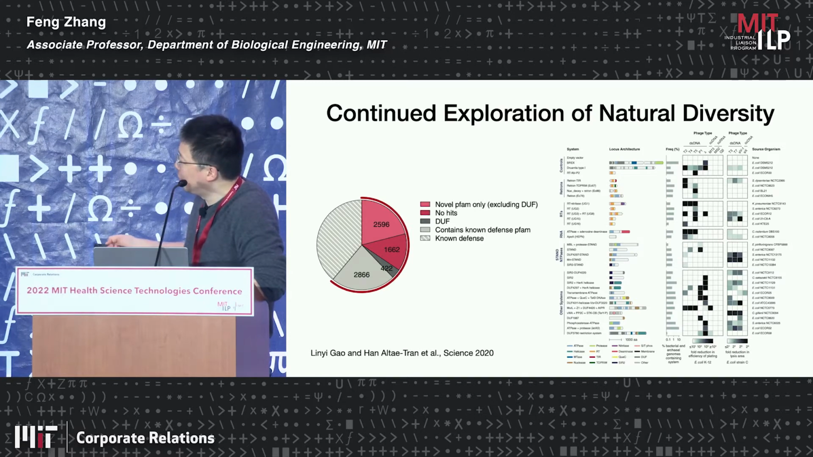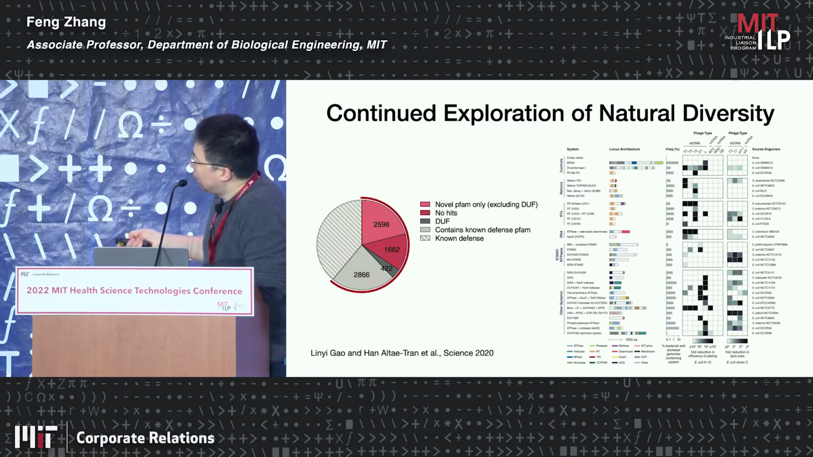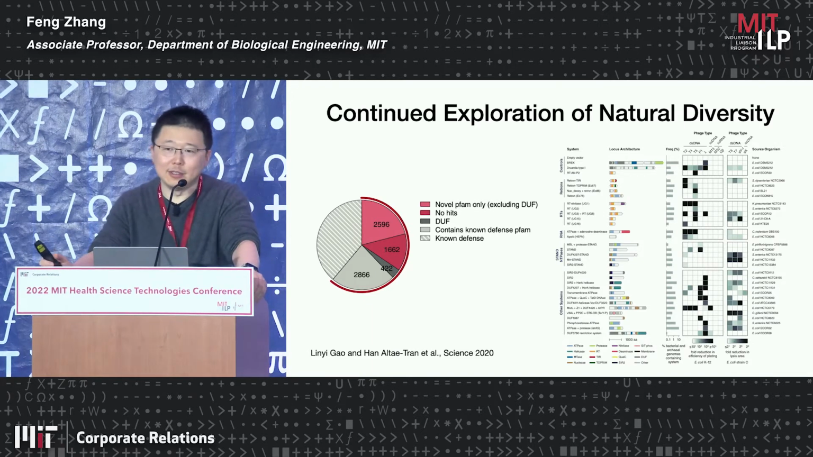And so what we ask is, if we look into the bacterial world, can we identify any new ones? And so this is a summary result from our search. And what we found is that even though there are quite a few known defense systems, quite easily we can find many previously unknown defense systems.